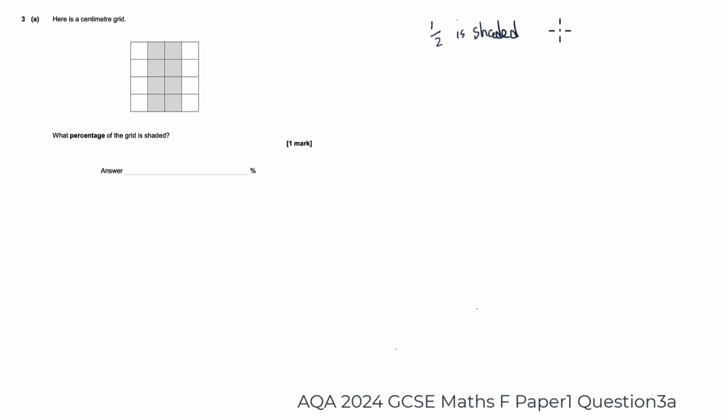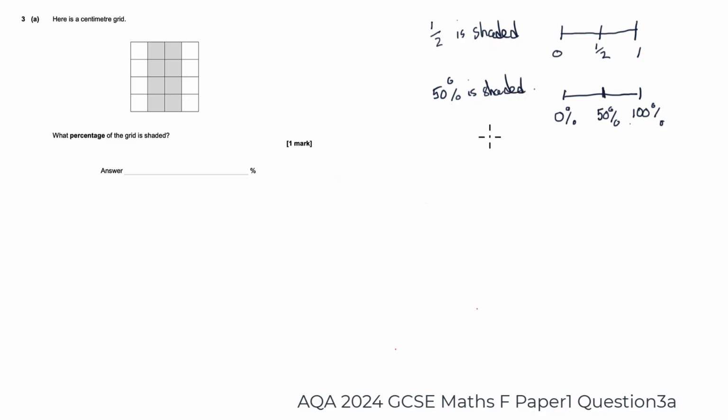Now, we know a half is halfway between 0 and 1. No percent. The whole thing would be 100%. So exactly half, bang in the middle, 50%. So 50% is shaded. 50% is not shaded, the same number of each. So the answer is 50.